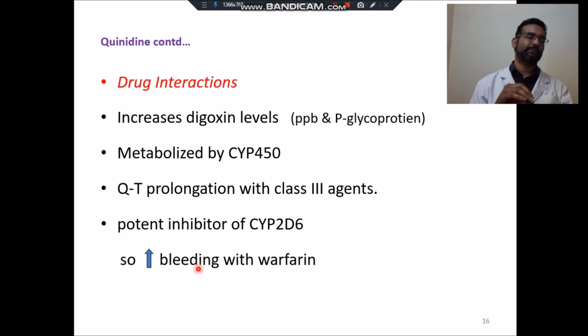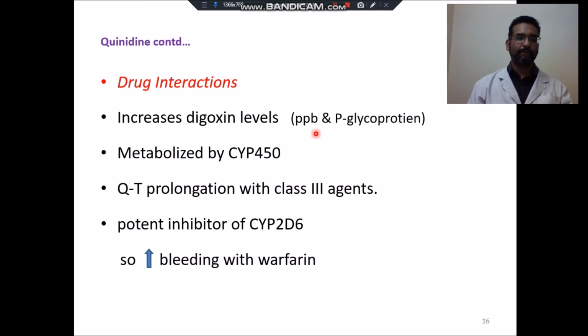Again, plenty of drug interactions of quinidine. It increases the digoxin levels by displacing the other drugs from the plasma proteins, and also by inhibiting P glycoprotein. P glycoprotein is a channel located in the kidneys and certain other cells, whose mechanism is to cause removal of certain ions or compounds from the cell, from inside to outside. So by inhibiting the P glycoprotein, it may enhance the excretion of certain drugs.